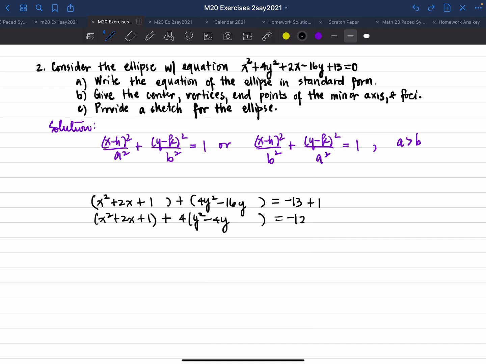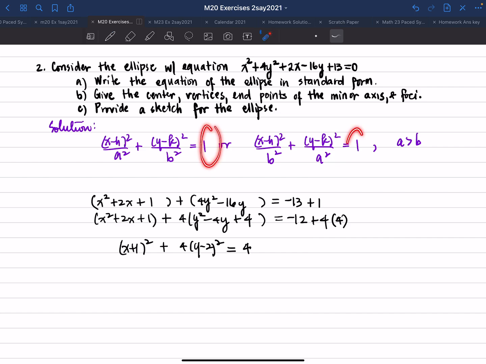So now, what do we add here to make it a perfect square trinomial? We add 4, right? So we add 4 on the right. But don't forget, you're also multiplying that 4 by 4 here. That's why you have to add 4 times 4. So now we have x plus 1 square plus 4 times y minus 2 square equal to 16 minus 12 is 4.